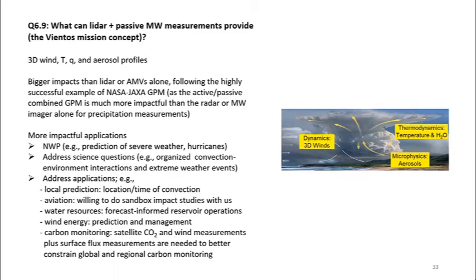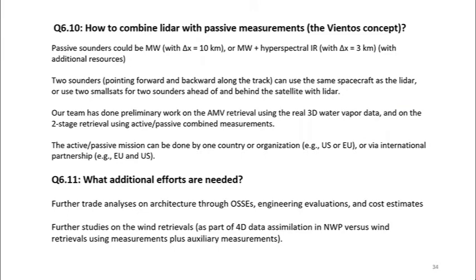If we have all those measurements, we can imagine many impactful applications, from weather forecasting to addressing science questions to actual direct application, from local prediction to aviation, from water resources to wind energy, even for carbon monitoring. Because we need satellite CO2 and the wind measurements plus surface flux measurements to better constrain global and regional carbon monitoring for the current global negotiations. And then the last 2 questions, how do we do them?